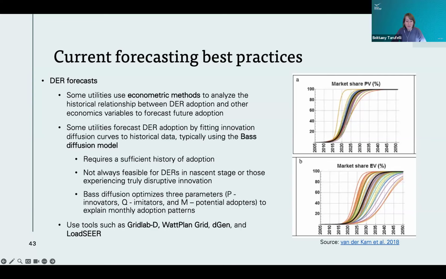The types of tools that are being used for distributed energy resource forecasting are the same tools as mentioned before, such as GridLab-D and LoadSeer. Those are commonly used for DER forecasting.